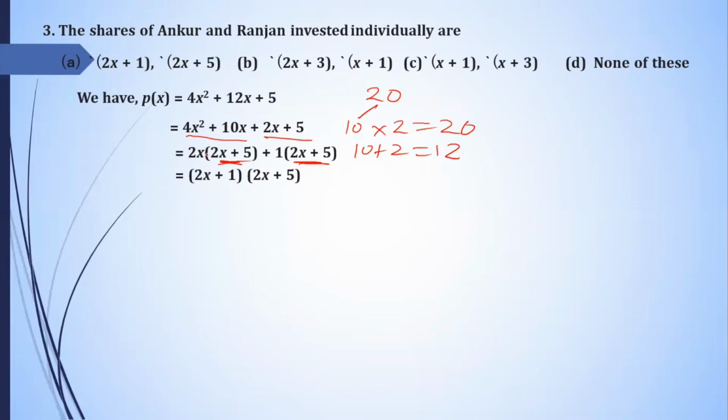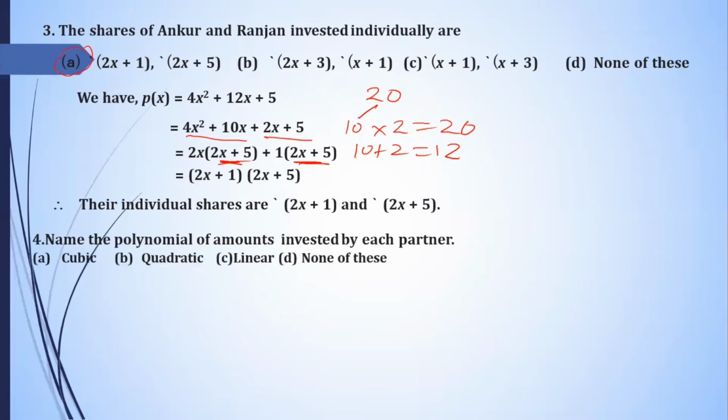So individually, when 2x plus 1 is multiplied into 2x plus 5, your answer is this option. Okay, but you will have to solve with the steps here. This question may be asked for 2 marks or 3 marks. Then next comes their individual shares, 2x plus 1 and 2x plus 5, that we have written. Remember to write the last sentence always.